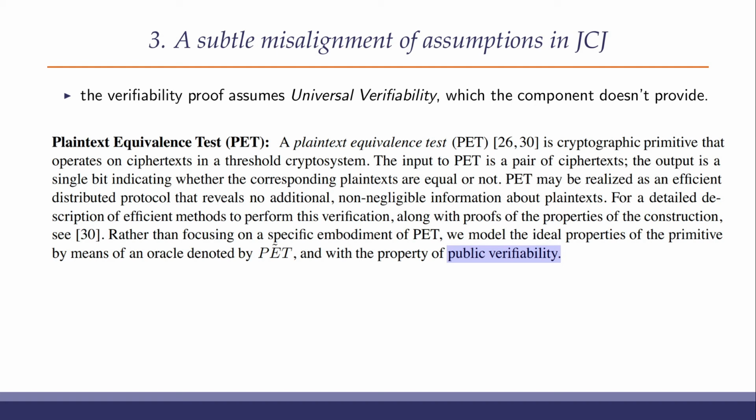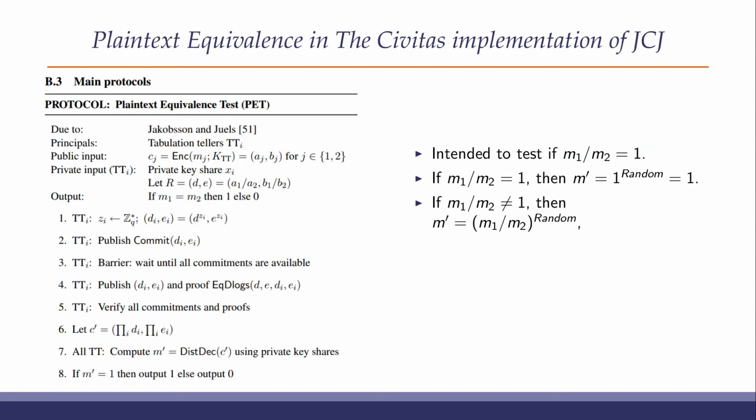But this different model, the difference between assuming that at least one participant is honest versus assuming that even if all of the participants collude, they cannot build a deceitful proof, is a misalignment that actually breaks the fundamental security properties of the system. So I'm going to give just a very brief explanation of why this is so and how it's meant to work. We're trying to test whether two ciphertexts actually encrypt the same message.